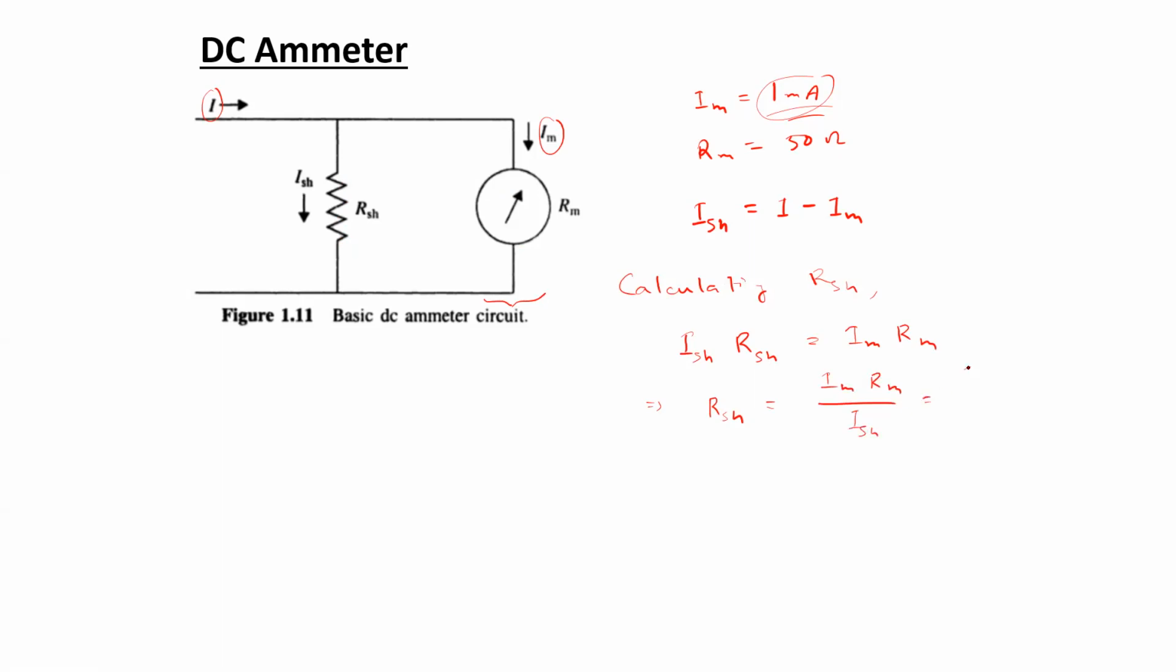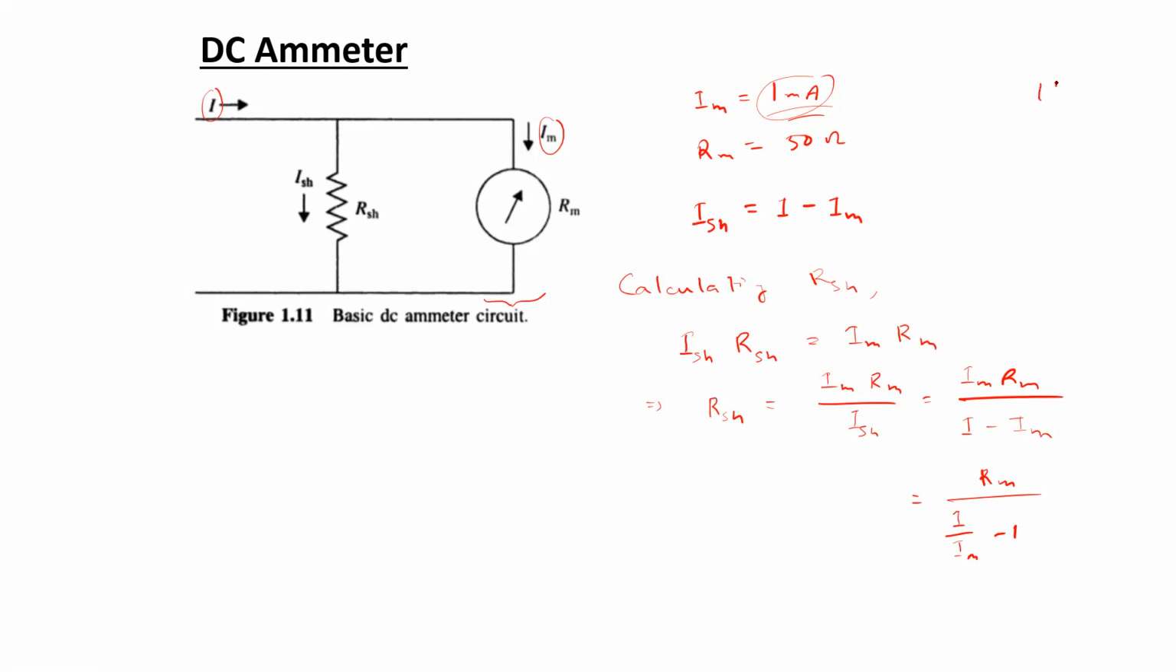Now ISH, we can easily replace it as I minus IM, and later on if we further try to simplify this, it would become I by IM minus 1. So the value of Rm for a particular PMMC arrangement is supposed to be fixed. The value of Im is also supposed to be fixed. So what is the range of current that we want to measure?